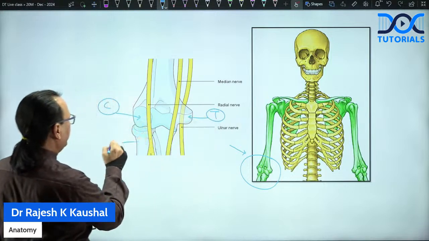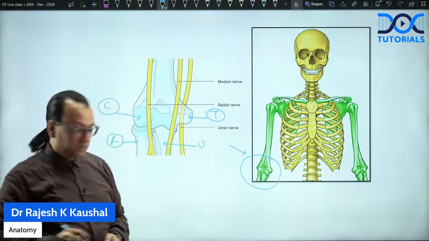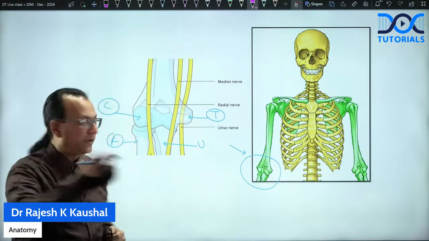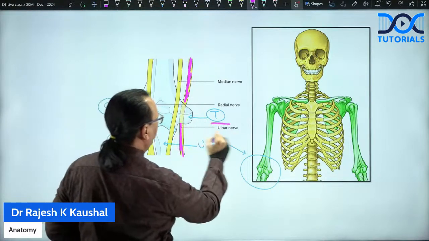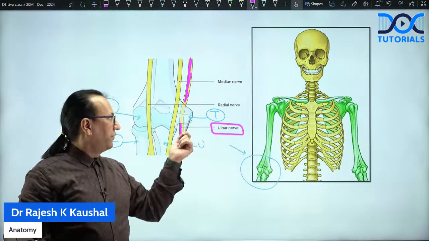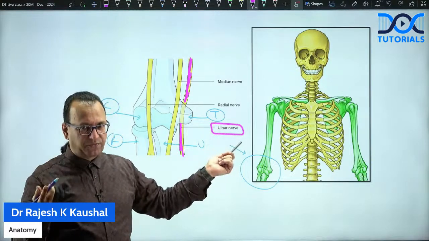And this is the radius bone, and that is the ulnar bone here. So the nerves. You will see there is a nerve which is passing behind the medial epicondyle. The nerve which is passing behind the medial epicondyle is the ulnar nerve. And it can be damaged, of course, if there is a fracture of the medial epicondyle. If there is a fracture of the medial epicondyle, the ulnar nerve will be damaged. But this was not a fracture of the medial epicondyle.